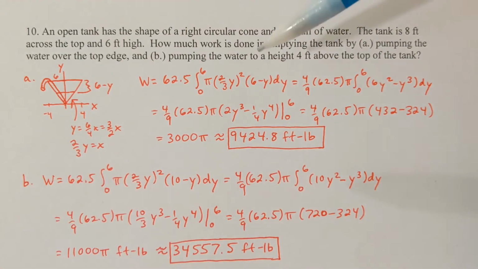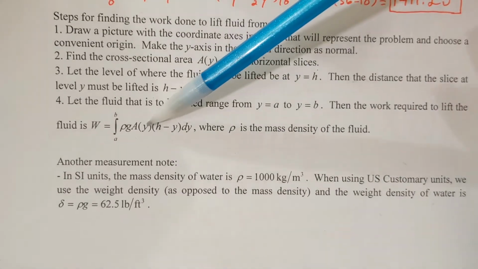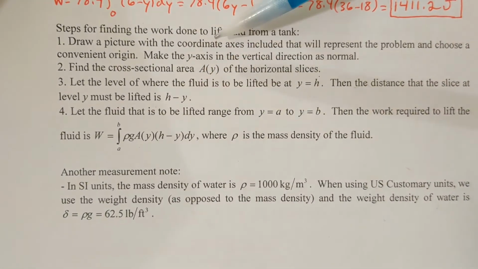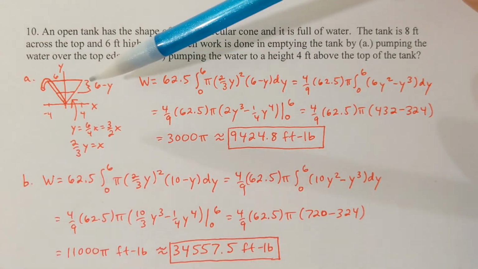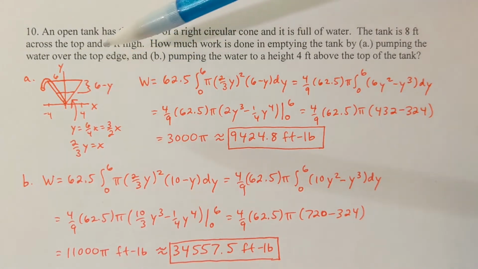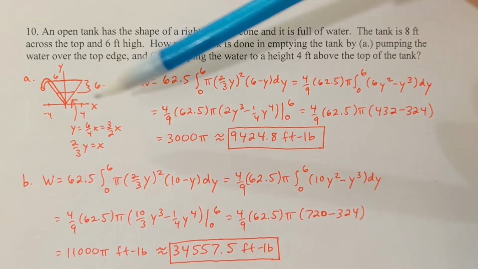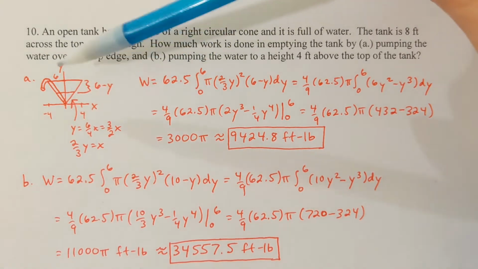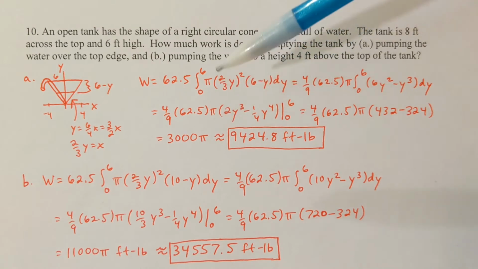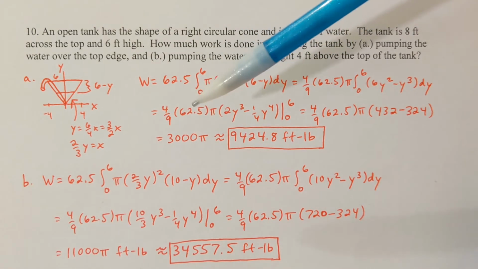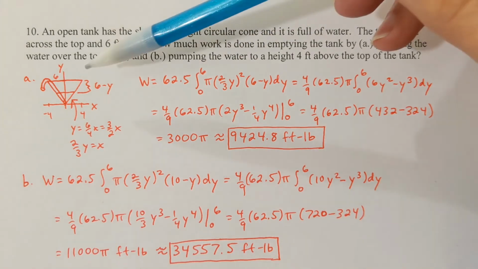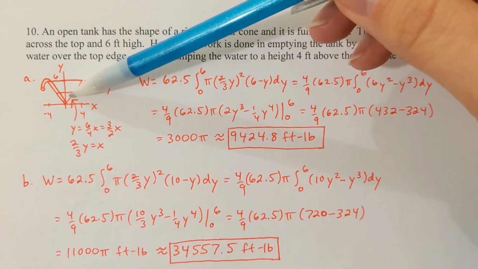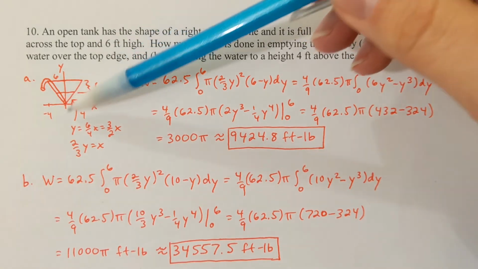But inside the integral, I'll need a function A of y that represents the area of the horizontal slices. As the water is being pumped out, discs that would be a circular shape are being removed or lifted from the tank. So I'll need to have just a general formula of the area of each one of these circles. Now, of course, the circles are going to be smaller in size because of the shape of the tank.